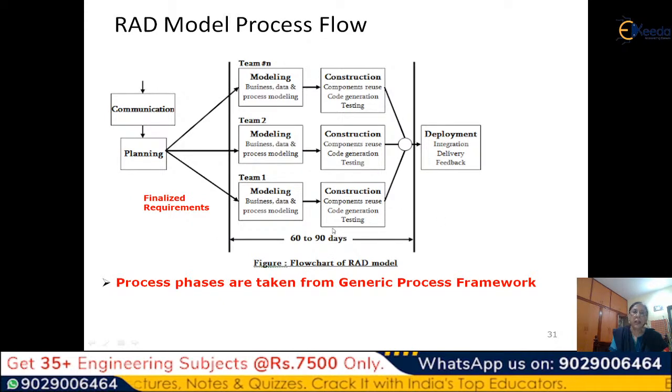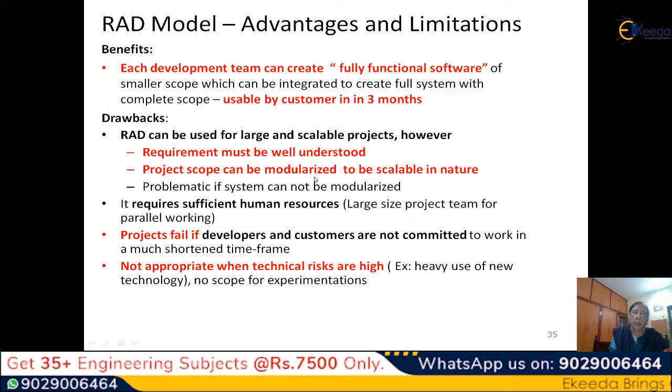Here it is totally parallel. There the increments were overlapped. Here it is totally parallel. This is the requirement. Otherwise it cannot be rapid. Each development team can create fully functional software in a very short time. That's the major benefit. The drawbacks are quite a lot, because you should be able to have a large project which is scalable, which can be divided like that.